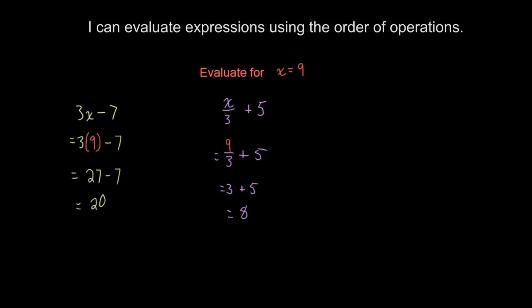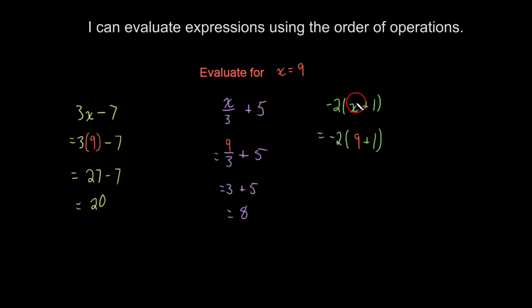Let's look at one last example here. I'm looking at negative 2 times the quantity of x plus 1, and x plus 1 is in parentheses here. So I'm going to evaluate that for x equals 9, so I'm going to substitute 9 in for x. So I'm going to write negative 2 and then parentheses, and instead of writing x, I'm going to write 9. So this x becomes a 9 right there. Okay, plus 1.